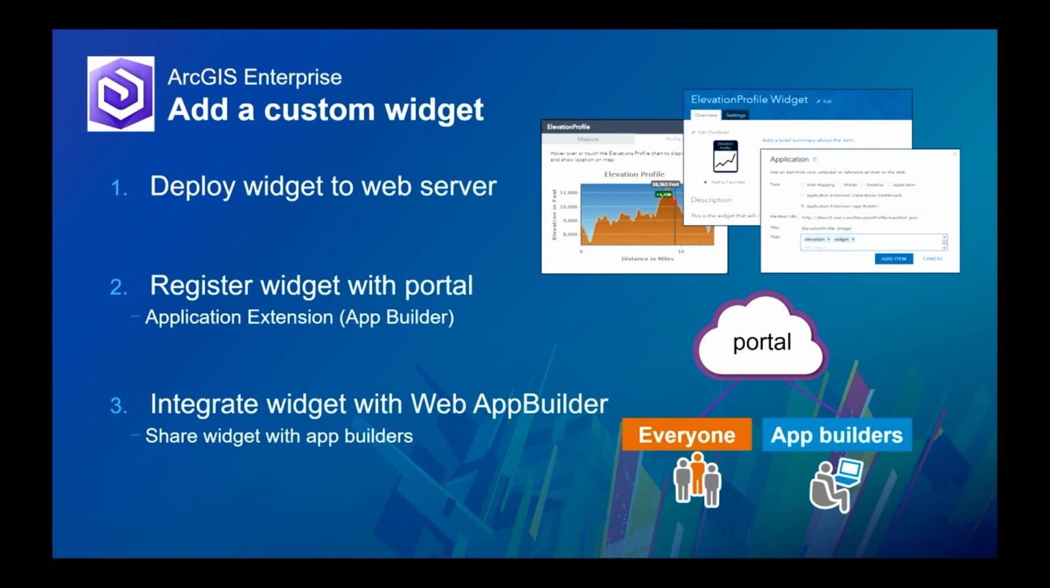How about a custom widget within Enterprise? How do you do that? Well, one simple requirement. You deploy widget to a server, so it's a web server, right? That web server's got to be exposed either what's in your domain. If you're sharing it with the outside world, make sure it's through a web server that's accessible, right? You register that widget with your portal. It's called an application extension, and then you integrate that widget in Web App Builder.